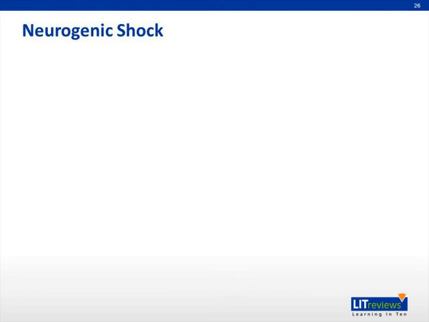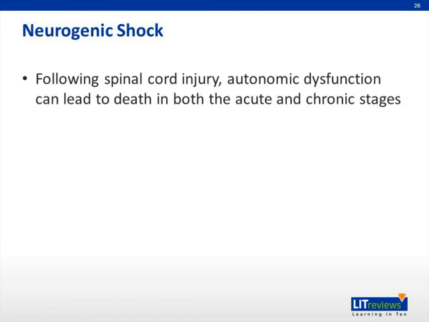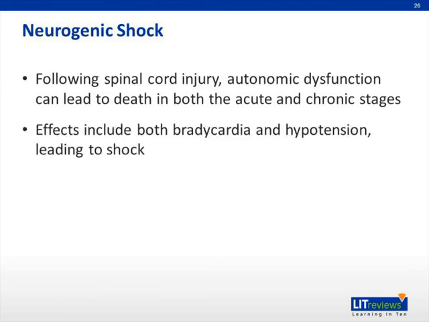Fourthly, we're going to discuss neurogenic shock. Neurogenic shock is a little bit different than the rest of the shocks we've talked about, in that it's actually caused by a neurologic issue. Following spinal cord injury, autonomic dysfunction can lead to death in both the acute and chronic stages. This is due to both an effect on the heart, which can lead to bradycardia inappropriately, as well as low blood pressure due to loss of tone in the peripheral blood vessels.